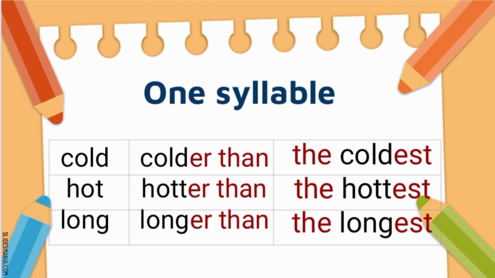Remember to say the coldest, not only coldest. Okay? And the same thing for colder than. Whatever is in red, you have to add. Thus, the basic principle for one syllable words or short words is you need to add ER and EST. Now, let's look at the next one. Hot, hotter than, the hottest. Long, longer than, the longest.